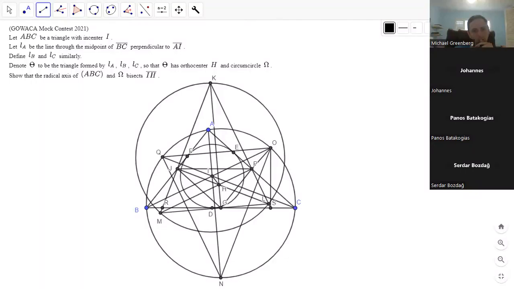Well, the orthocenter of ABC is not on the diagram. Oh yeah, you're right. So that's probably not that helpful. Okay, so we want to show QO equals ML. That's our goal here.